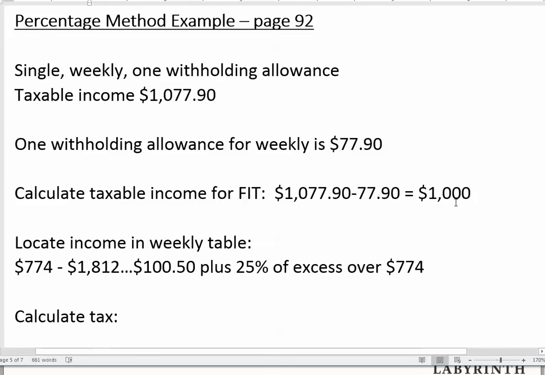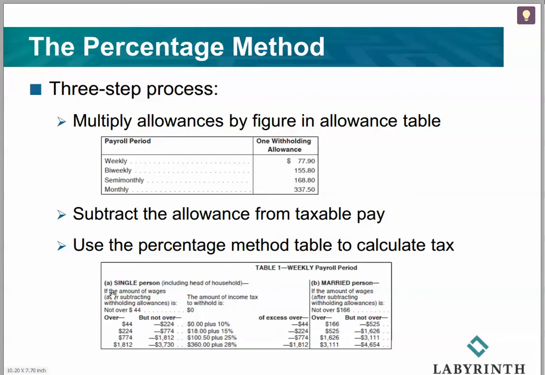So then we need to find $1,000 in this table, and since they're single, we're going to go to the single side. And if I go back over here, the single side here, they made $1,000. So I need to look at the line 774, which is over 774, but not over 1,812. So that's read just a little bit differently. It looks like their tax is going to be $100.50 plus 25% of anything over 774.